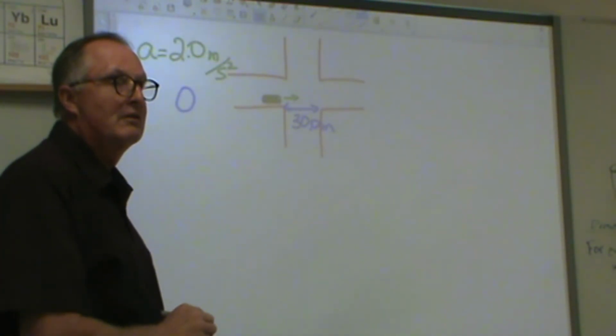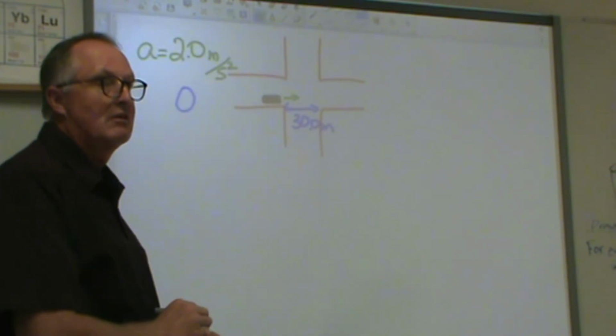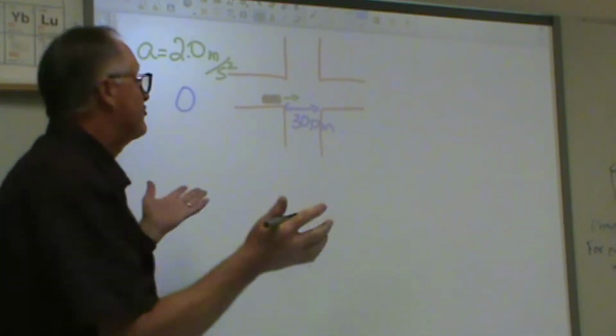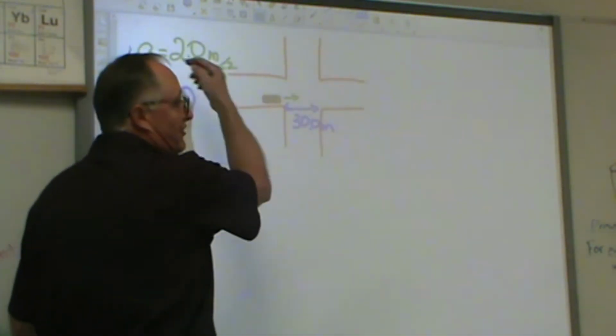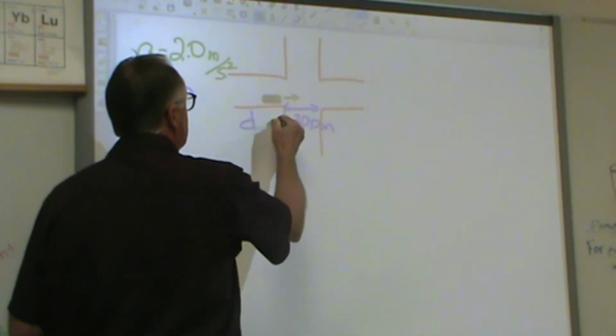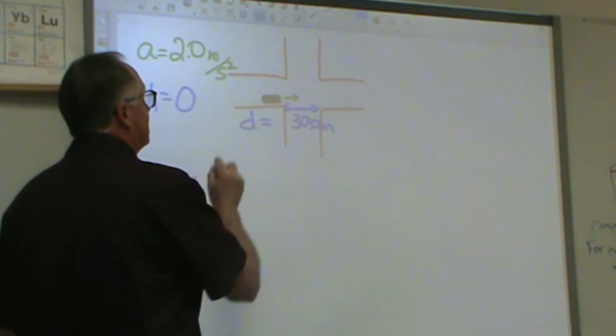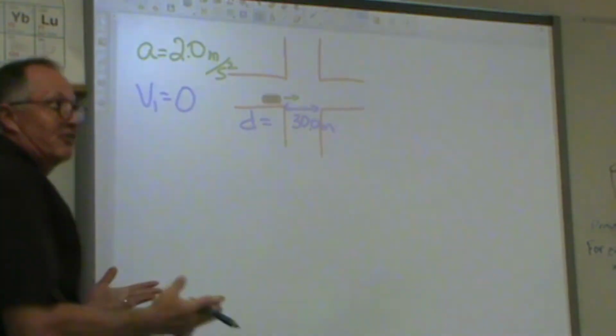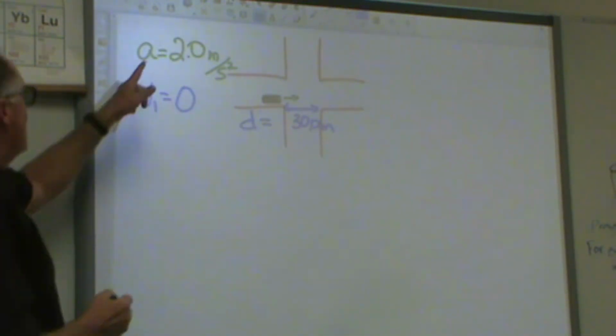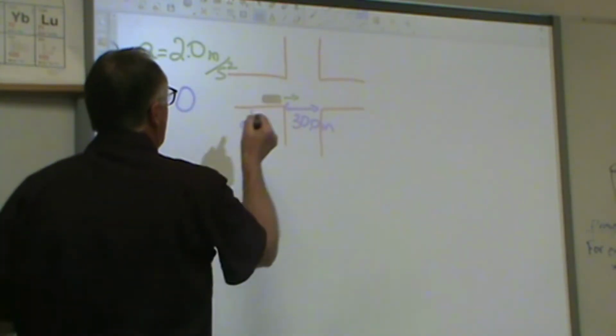Which velocity, 1 or 2? It's 1, right? That's what we're starting at. You have to start at 0, but we can't answer the problem yet. This is the displacement, and it could also be the distance in this case, because we're going in a straight line, the distance and displacement can be the same. So I know A, V1, and D.